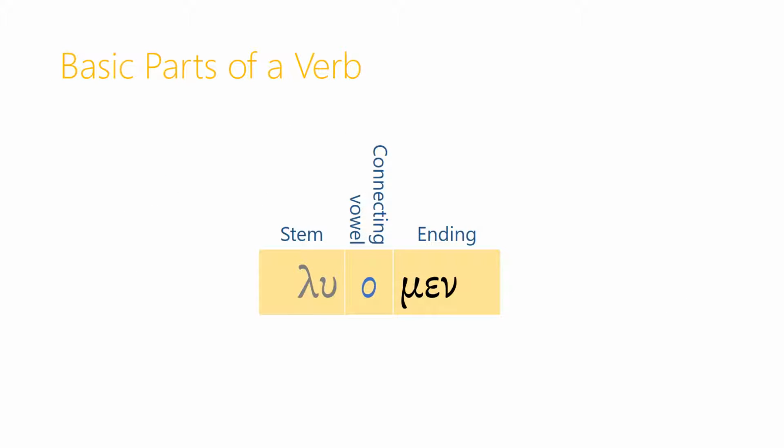There are 3 basic parts of a verb. There's the stem, which contains the distinct idea of each verb. Then there's a connecting vowel, and then there's the personal ending. So lu, in the case of luo, is the stem. There's a connecting vowel a, and then an ending men, to make the verb luamen, which with this ending means we are setting free.